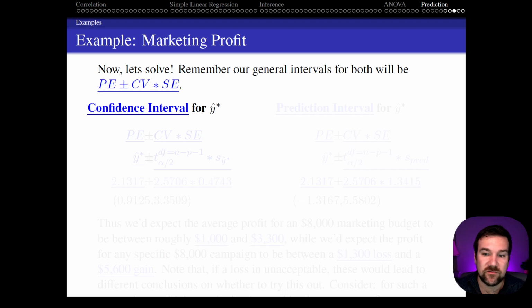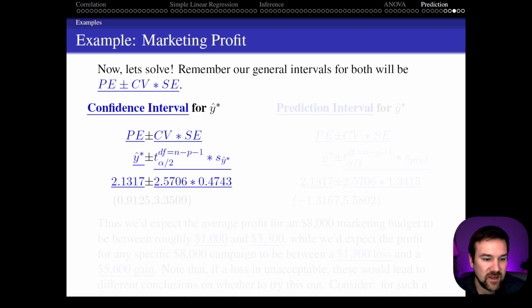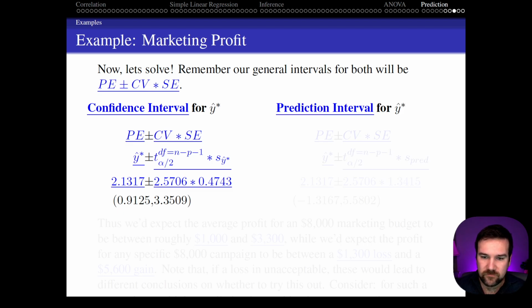With both of these, now I can plug them in to get my intervals. This is my confidence interval for y hat star, the confidence interval for prediction. Again, point estimate plus or minus critical value times standard error. Plug in my values, I already have these, and I get 0.9125 to 3.3509.